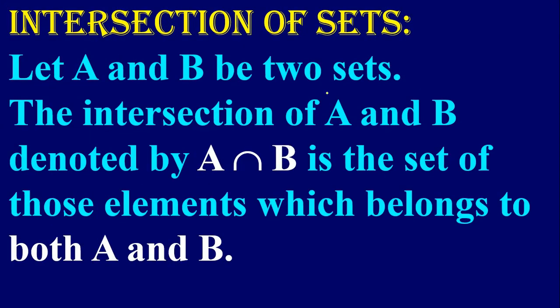So next it is intersection of sets. Let A and B be two sets. Then the intersection of A and B is denoted by A intersection B. This is the symbol for intersection. It is a set of those elements which belong to both A and B. Here, important: A intersection B means we have to write all the elements which belong to both A and B.